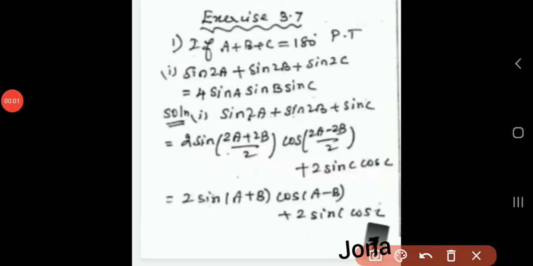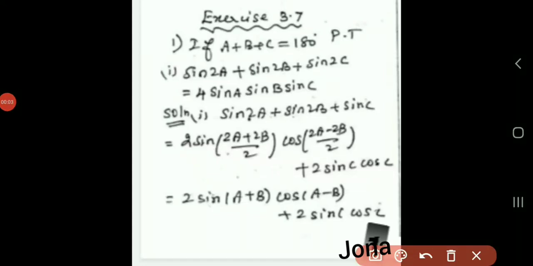Exercise 3.7, first problem. If a plus b plus c equals 180 degrees, prove that sin 2a plus sin 2b plus sin 2c equals 4 sin a sin b sin c. We have to take the left hand side first. Sin 2a plus sin 2b plus sin 2c equals, here we want to group the first two terms, sin 2a plus sin 2b. This is in the form of sin C plus sin D.